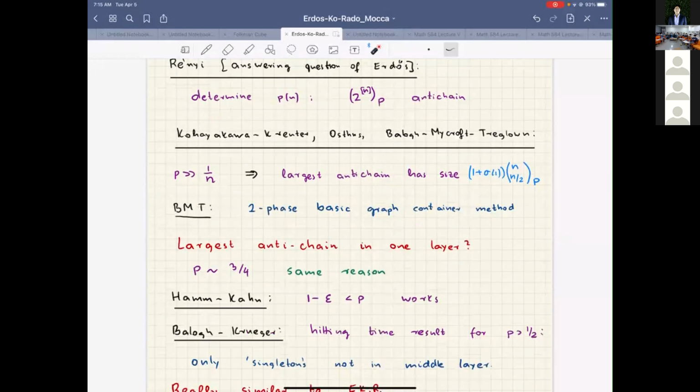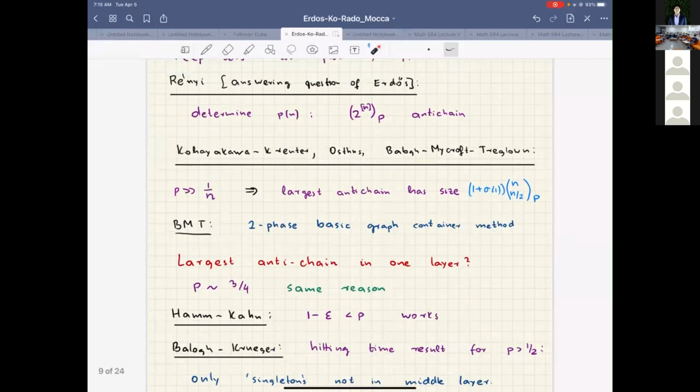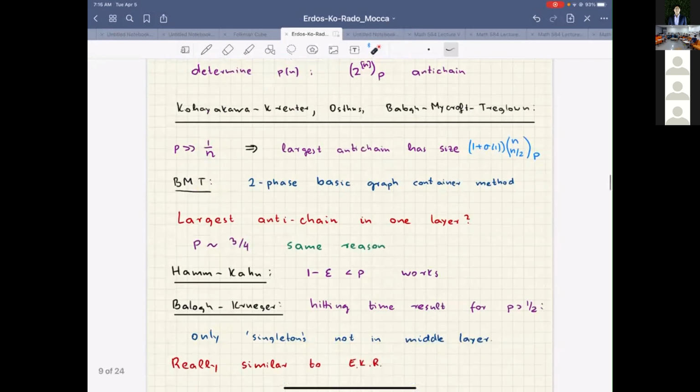More work about 20 years ago was done by Kohayakawa, Kreuter, and Osthus, where they looked at the random set system and were interested in the largest anti-chain, and they wanted to know for what p it is true that the largest anti-chain has asymptotically the size of the middle layer where we keep elements with probability p. Here, with Mycroft and Treglown, we used the two-phase basic graph container method to prove this result.